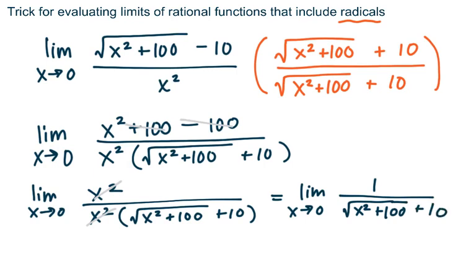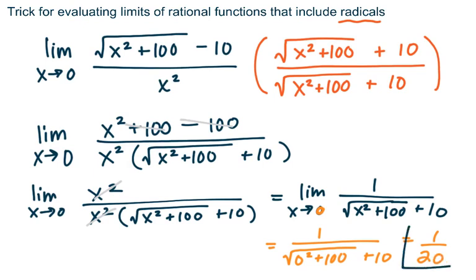plus 10. So at this point, now I can take that 0 value, plug it in to evaluate, and I've got 1 over the square root of 0 squared plus 100 plus 10. And that gives me the square root of 100, which is 10. So I've got 1 over 10 plus 10, or 1/20. 1/20 is the value of my limit here.